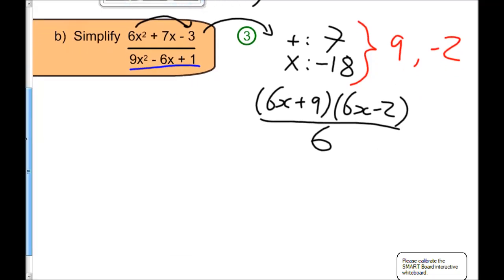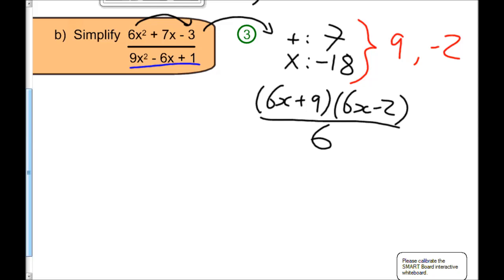Now, once again, the 6 doesn't go fully into either one of those. So we should be looking to break up the 6. And we can do that by going 3 on this side, 2 on this side. So factors of 6, 3 and 2. And that gives us whole numbers, 2x plus 3 on that side, on the other side 3x minus 1. So that's the final factorized form of the top quadratic.